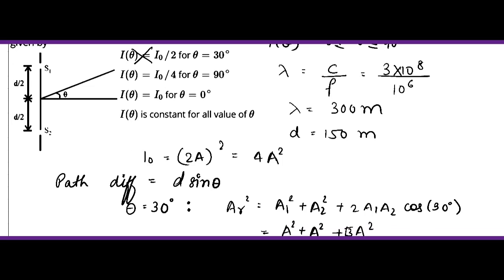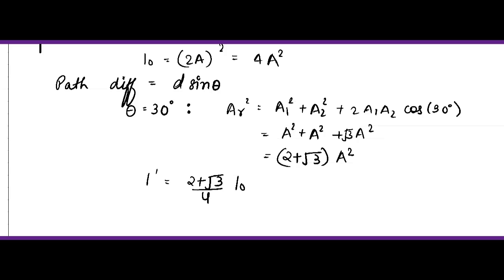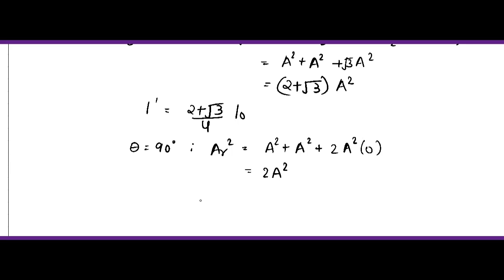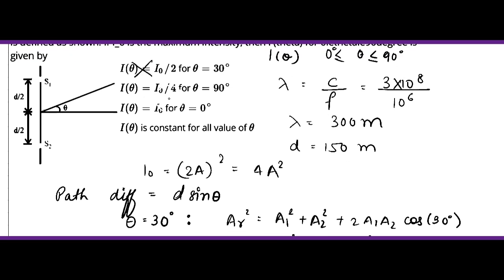Next thing we are given is for theta equals 90 degrees. When theta is equal to 90 degrees, we can say that AR square is equal to A square plus A square plus 2A square cos 90. Since cos 90 is equal to 0, we can write this to be equal to 2A square, right? So the intensity in this case, I double dash, since 4A square is I naught, this is I naught by 2, right? So here it is written I naught by 4. So this is also wrong.